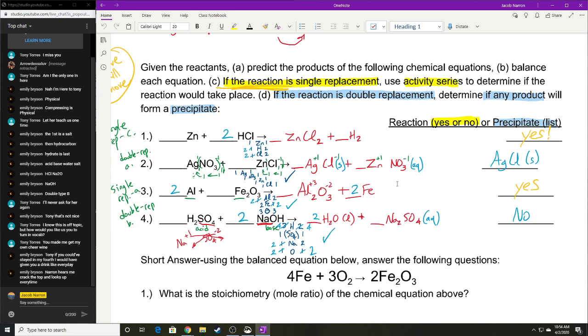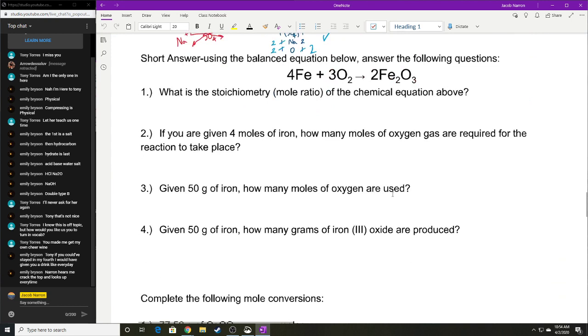There's no solids. And before you say, well, yeah, but liquid's not aqueous. I know, because it's liquid. But it's not going to be a solid precipitate. Alright, let's move on, because we've got a lot to cover.